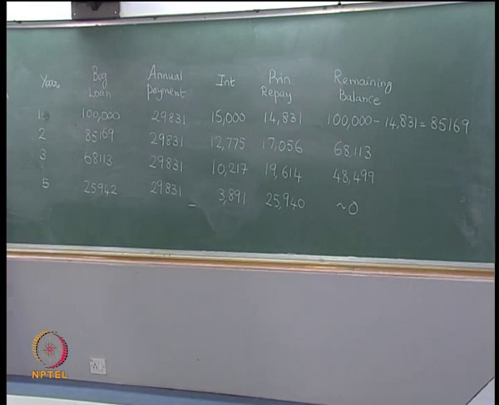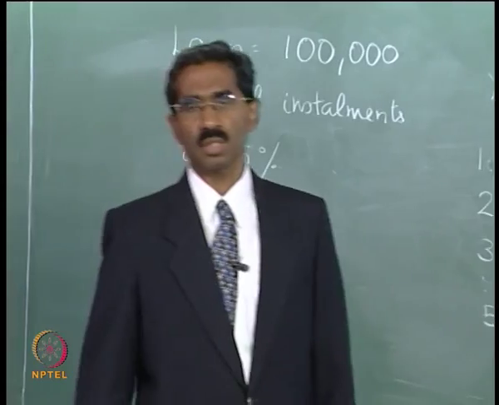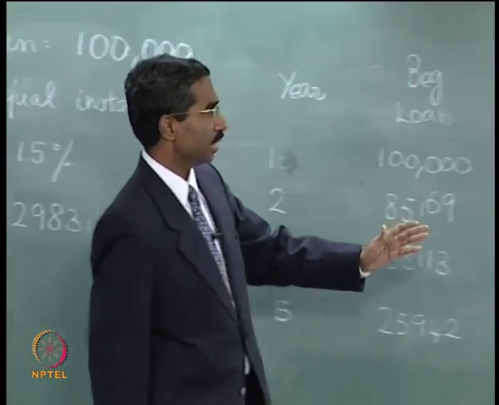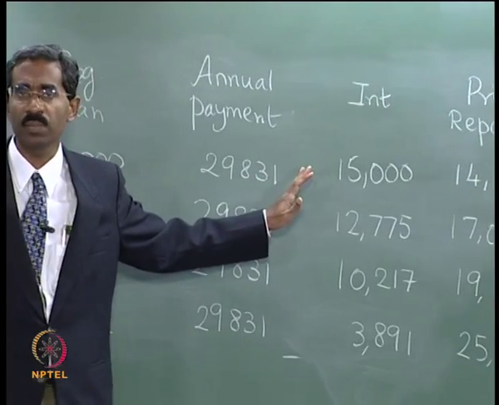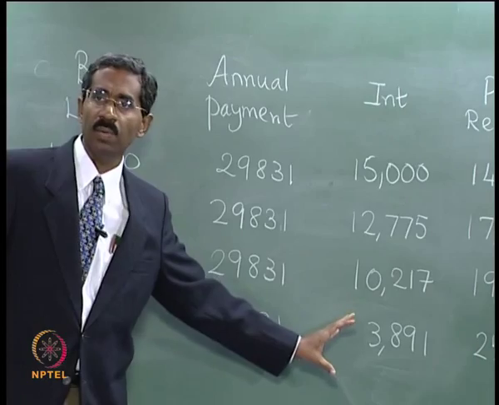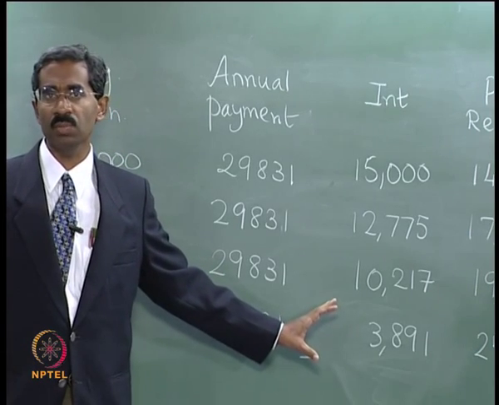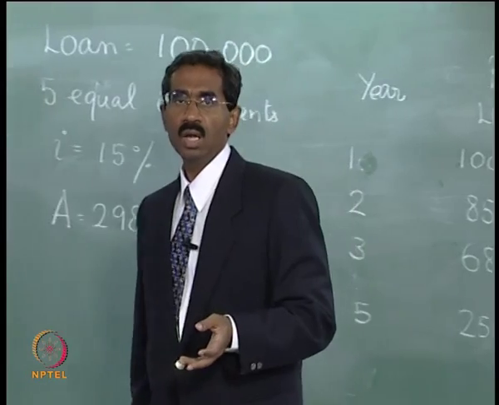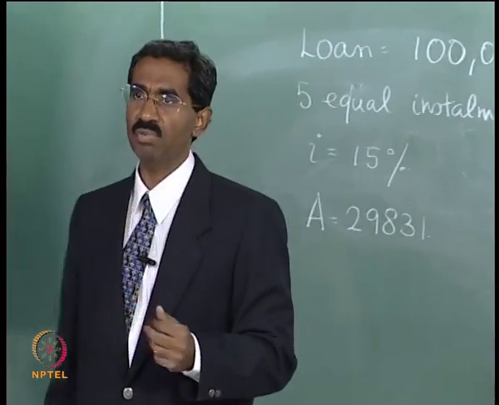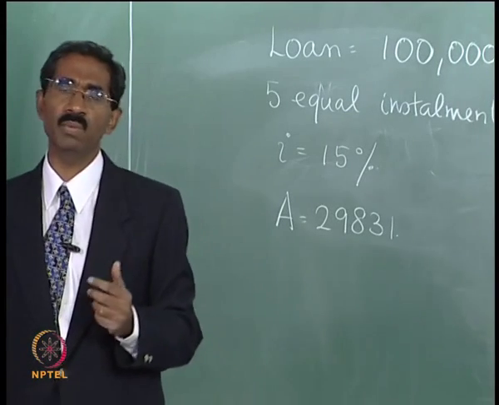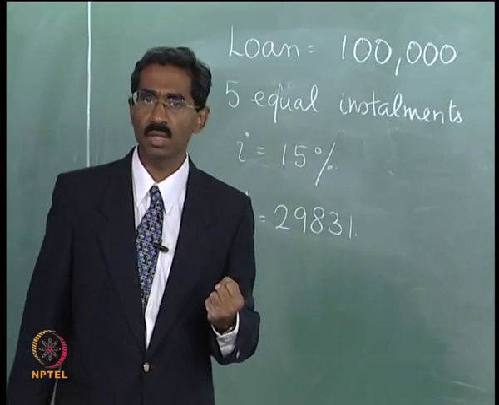So what we have here is a situation where the loan is being paid in 5 equal installments, and in each year the payment is towards interest as well as the principal, and by constructing this amortization table we have been able to identify how much interest we are paying every year and how much principal we are paying every year. Now why is this important? Why is it important that we construct this amortization table?